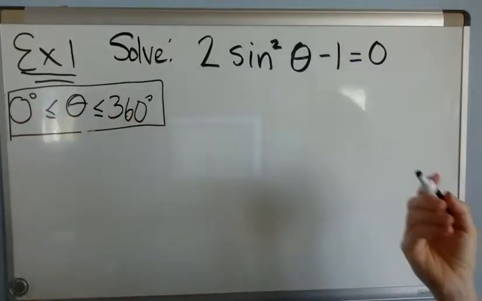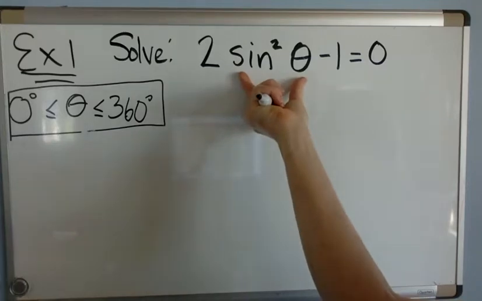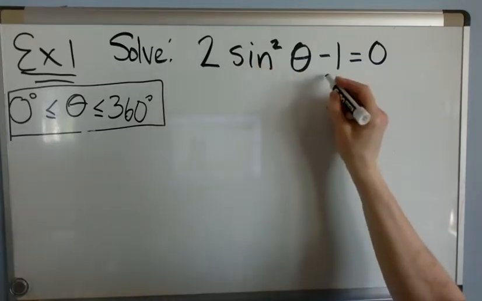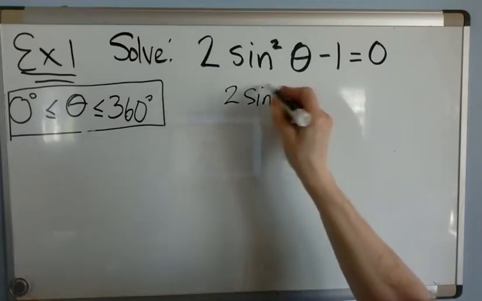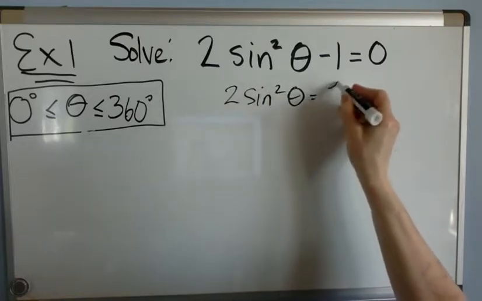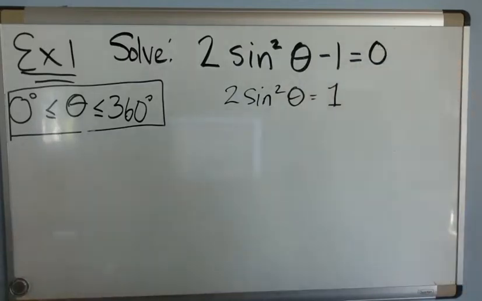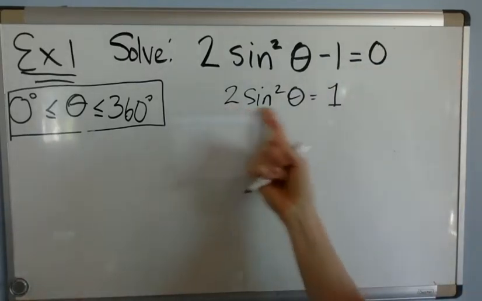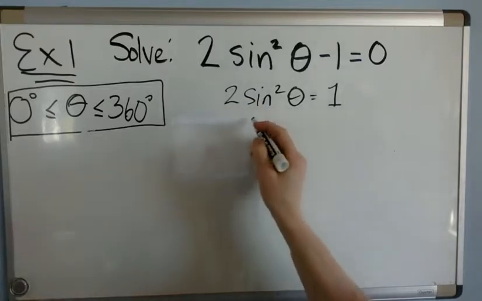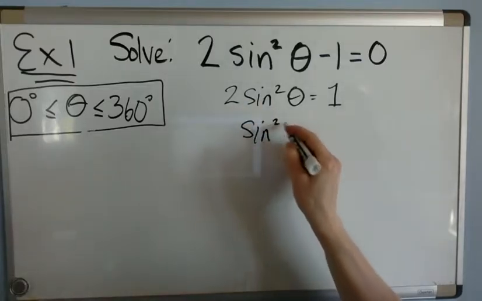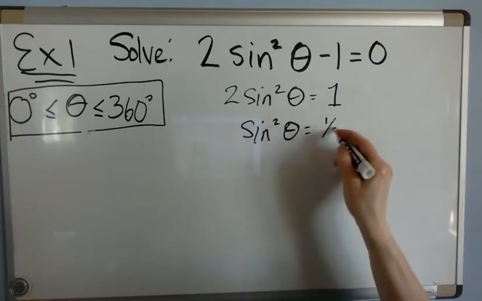So to get sine squared theta alone, I'm going to start by adding 1 to each side. Then I'll get 2 times the sine squared of theta is equal to 1. Now I need to divide each side by 2 to get rid of the 2 times sine squared theta. Divide by 2, and I'll get sine squared theta equals 1/2.